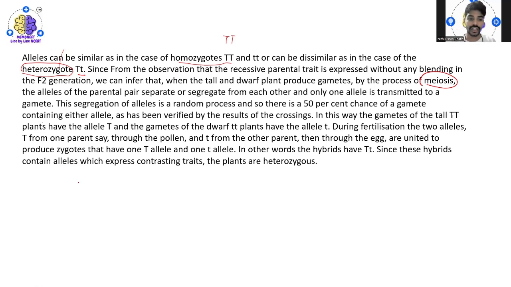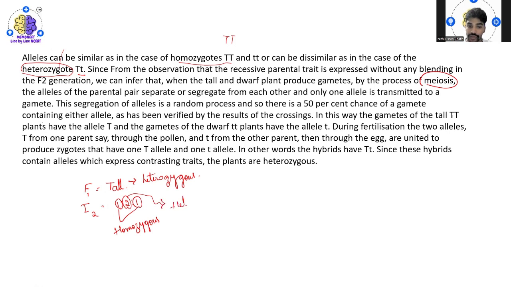So in the F1 generation, what happened? All the plants were tall. But in the F2 generation, what happened? The ratio was 1 is to 2 is to 1. This middle one was heterozygous, and these two are homozygous, and only this 50% was hetero. Clear?